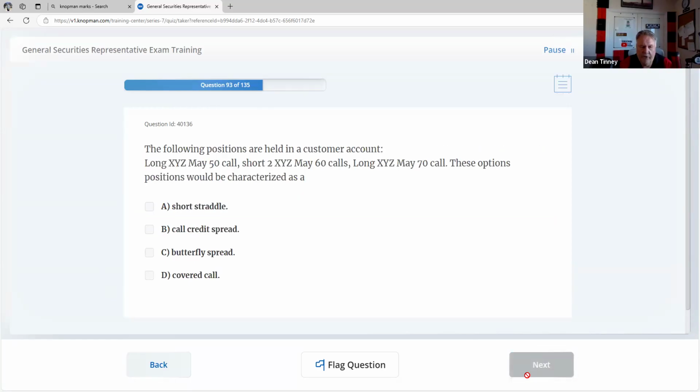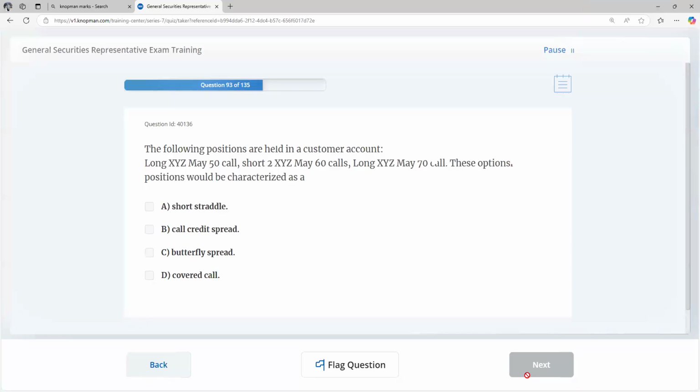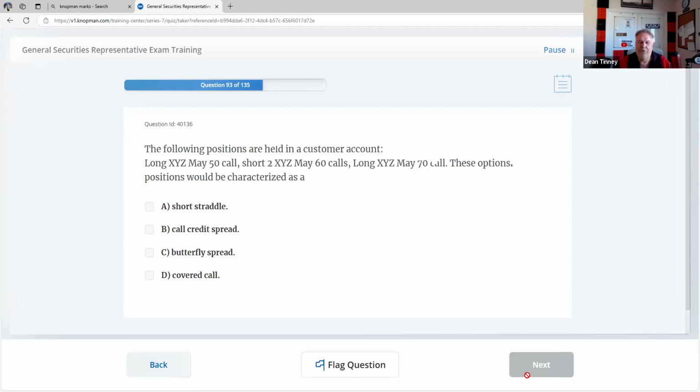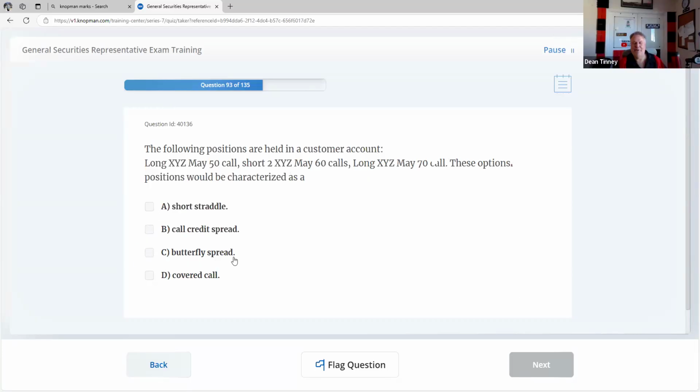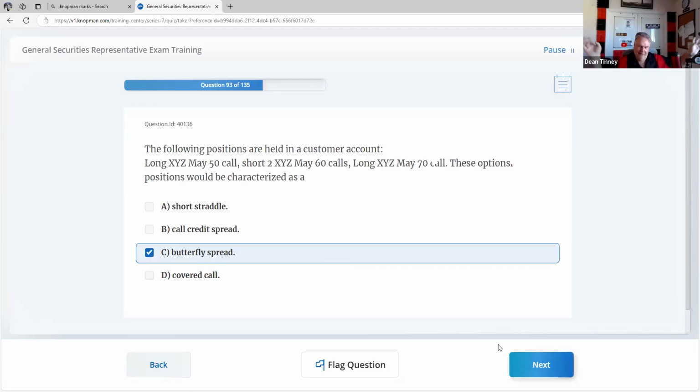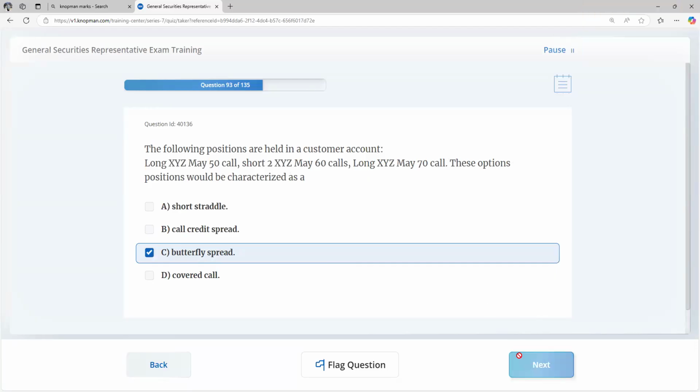The following positions are held in the customer account. Long 1 XYZ May 50 call, short 2 XYZ May 60 calls, long 1 XYZ May 70 call. These option positions would be characterized as, is that a butterfly spread? It certainly is. I have no idea why nobody has seen this on the actual Series 7, but that's what that is, right? The wings are the outside things on that.